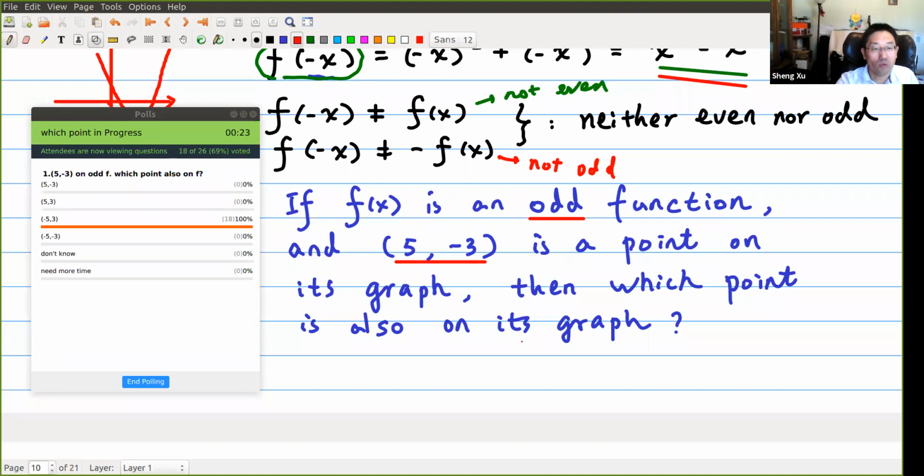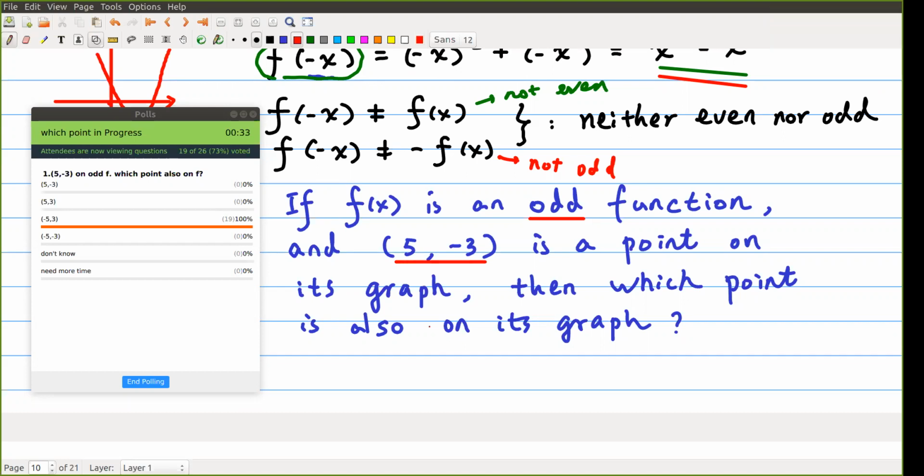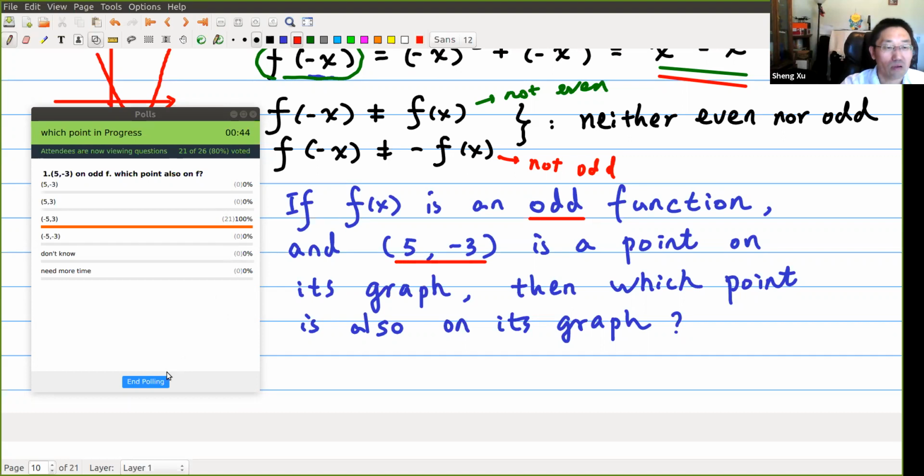Fifteen more seconds. Should be easy to figure that out, right? You're kind of showing the answers. Ah, I showed you the answer? You're showing the results, and it says 100% on one of the answer choices, so everyone knows which one it is. Oh, okay. Let me end here and close the poll.